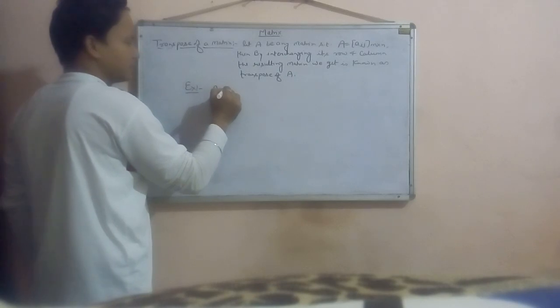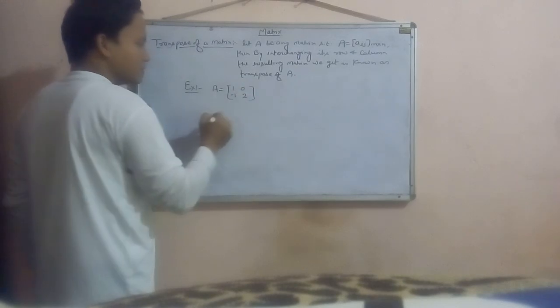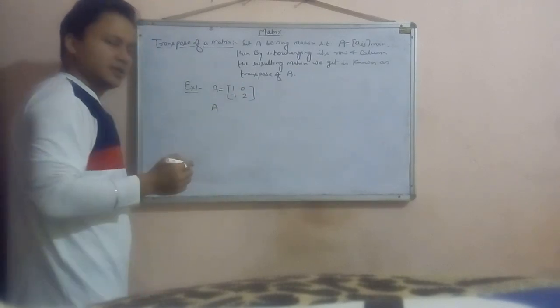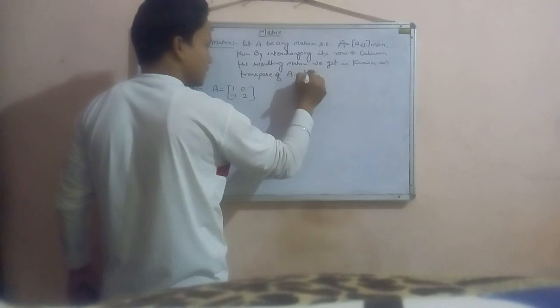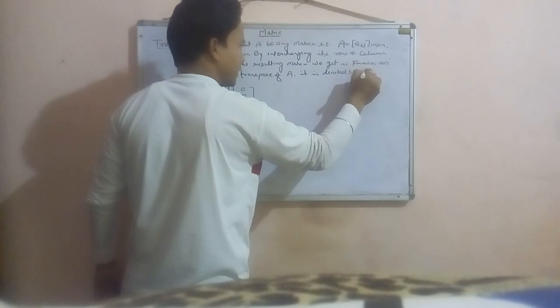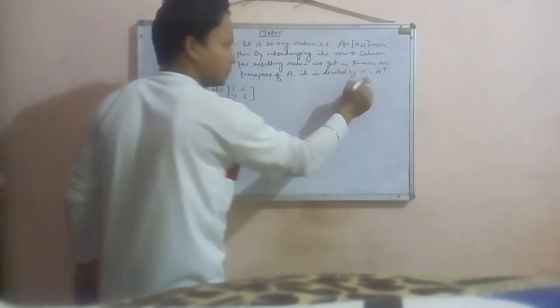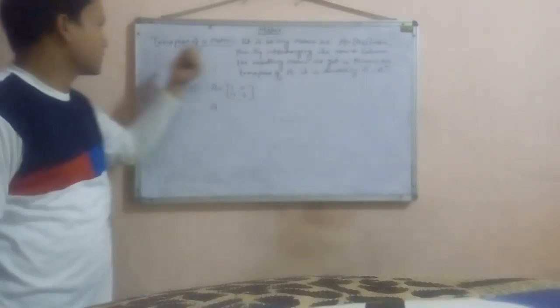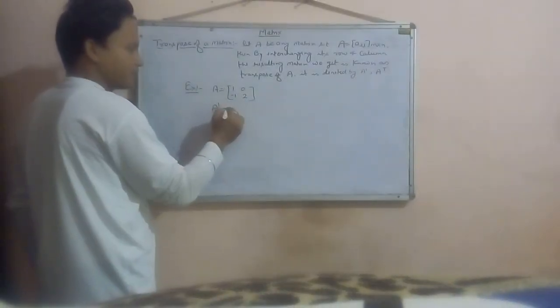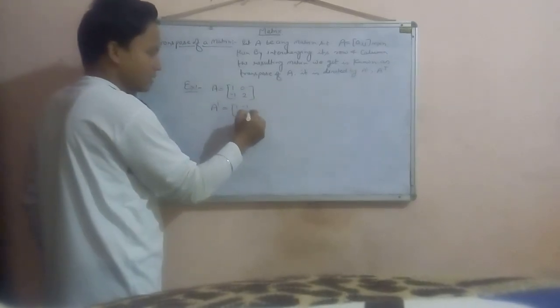Let A be any square matrix of order 2 cross 2: 1, 0, minus 1 and 2. So what will be its transpose? Basically, transpose is denoted by A dash or A transpose. Both are the same symbol, both are indicating the same term. So what will be the transpose of this square matrix? That is, row becomes column: 1, 0, minus 1 and 2.